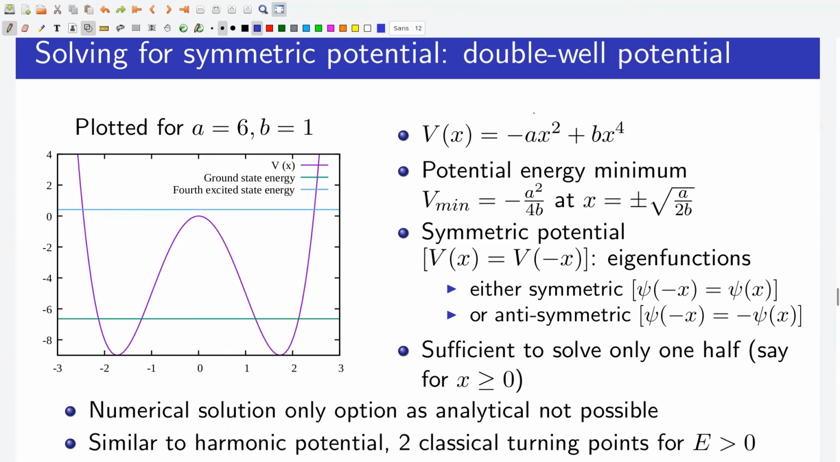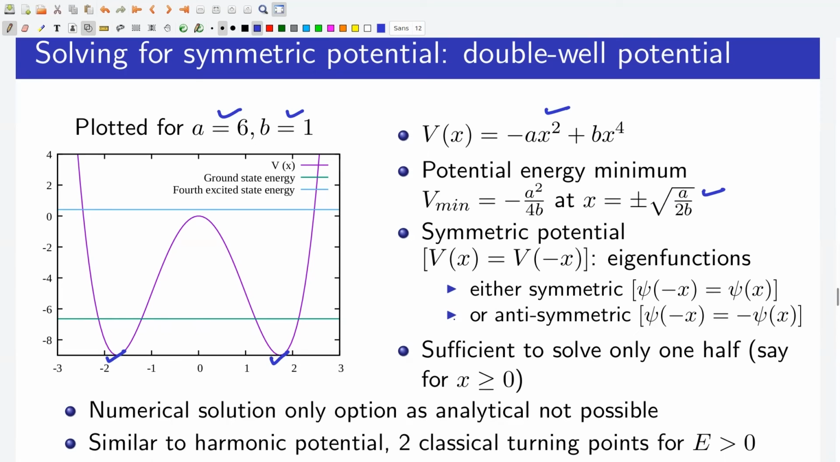We are going to solve for another symmetric potential, the double well potential, which has a general form of V of x equal to minus a x squared plus b x to the power 4. The plot shown here is for a equal to 6 and b equal to 1. Unlike harmonic potential, which has only one energy minimum at x equal to 0, we have two different energy minima at x equal to plus minus square root of a by 2b. So one minimum is here, the other one is here.